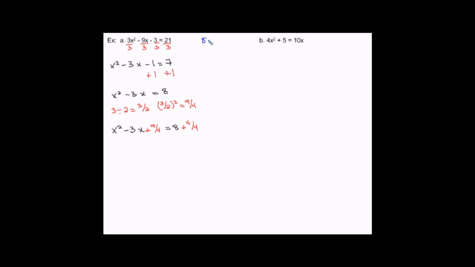So 8 is equal to how many fourths? Well, 4 times 8 is 32. So 8 is equal to 32 fourths. 32 fourths plus 9/4 is equal to 41 fourths. So what I have is x squared minus 3x plus 9/4 is equal to 41 fourths.